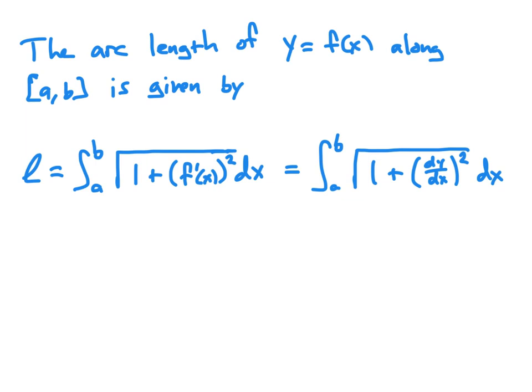Alternatively, if we want to use a different notation for the derivative instead of f prime, we could represent the derivative as dy dx, and in that case, we get the integral from a to b of the square root of 1 plus dy dx squared dx. Note that these two integrals are exactly the same. They just use a different notation for the derivative of our function y equals f of x.